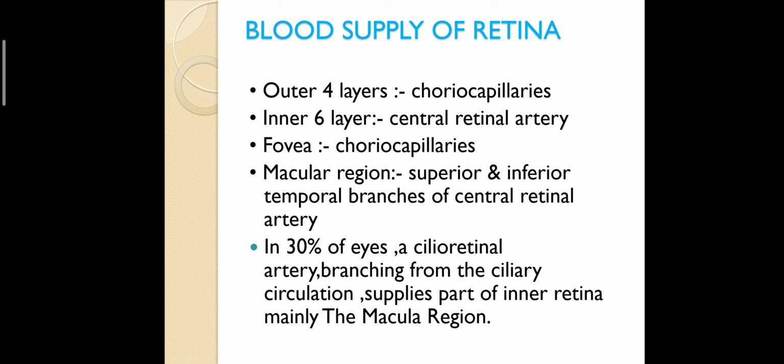So coming to blood supply of retina, this is very important. I think I've sent a vascular occlusion PPT, which is very important for you. They ask central retinal artery occlusion as a short note or a long note also sometimes. So blood supply of retina, you need to remember the outer four layers of the retina are supplied by choriocapillaries, because the choroid is a highly vascular layer which comprises multiple blood vessels. Whereas the inner six layers of the retina are supplied by the central retinal artery.